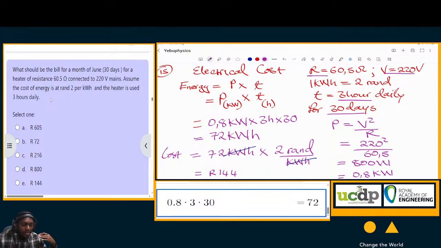then you multiply by the cost per unit. Multiply by the cost per unit.